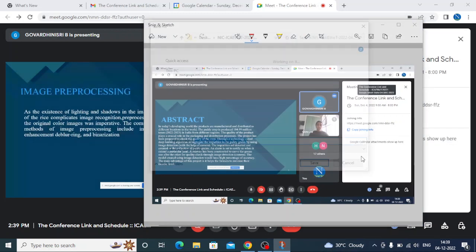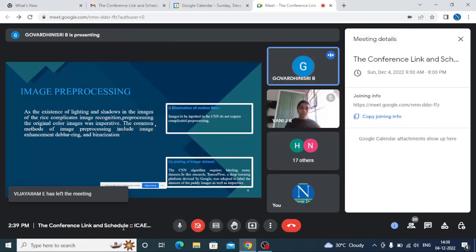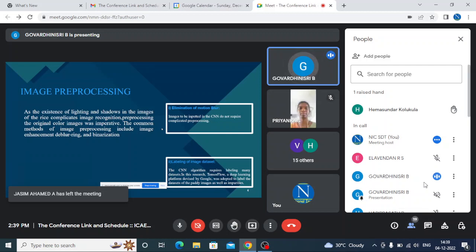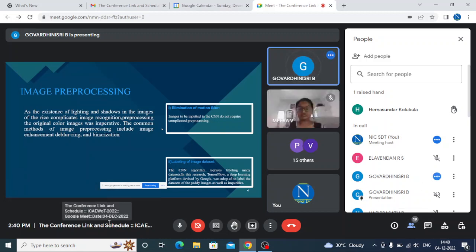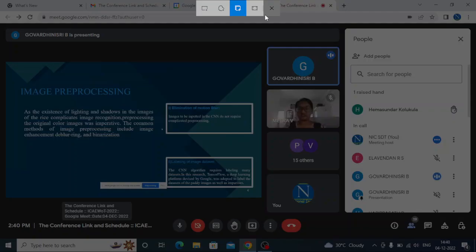Image processing and labeling of the image dataset are required for the deep CNN algorithm. In labeling the dataset, we require TensorFlow, a deep learning platform devised by Google, which was adapted to label the dataset for impurities images, and which helps to convert each original image into a binary dataset.